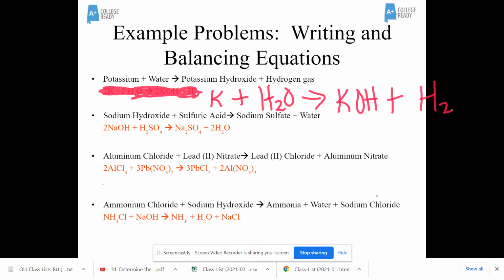Nope. No subtracting or adding, because these formulas are set. The only thing I can do is put in coefficients. So what coefficient am I going to put where? If I got 3 hydrogens on one side and 2 on the other.